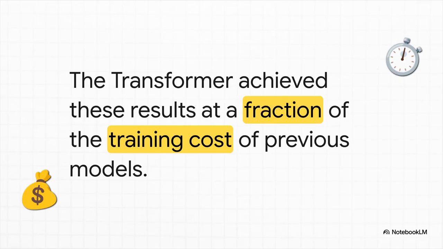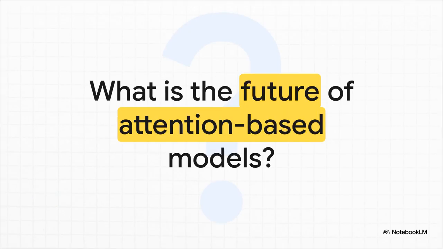And here's the kicker. It achieved these superior results while being an order of magnitude cheaper to train. The big model trained in just 3.5 days on 8 GPUs. This efficiency is what truly unlocked the future. It wasn't just a better model, it was a more scalable one, proving the real-world power of its parallel attention-only design. The success of the transformer wasn't just an endpoint.